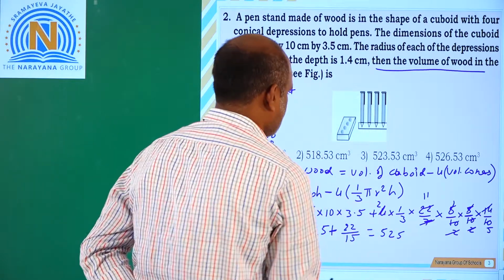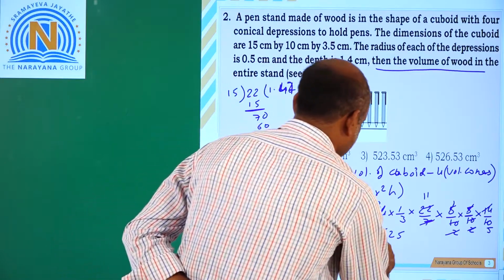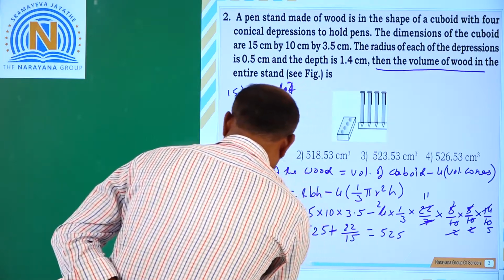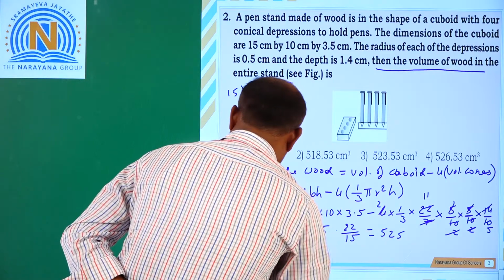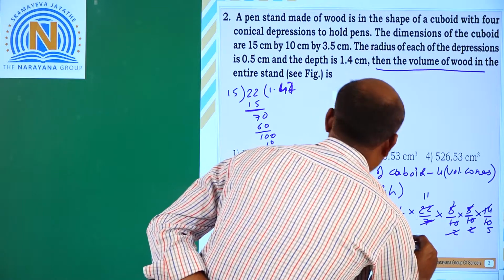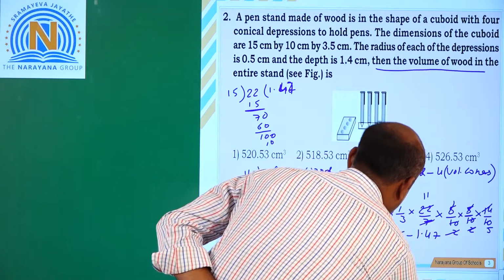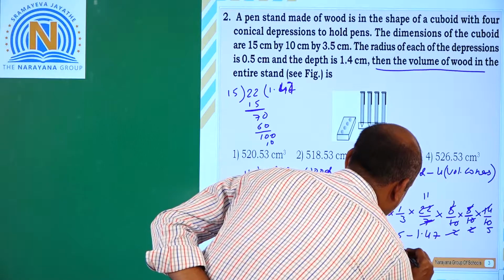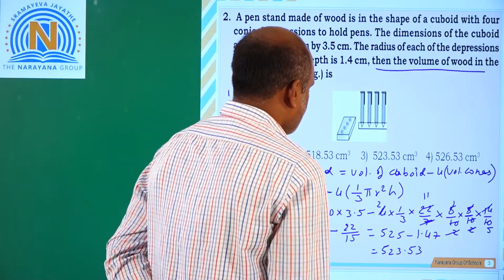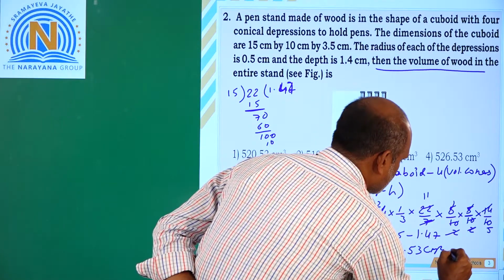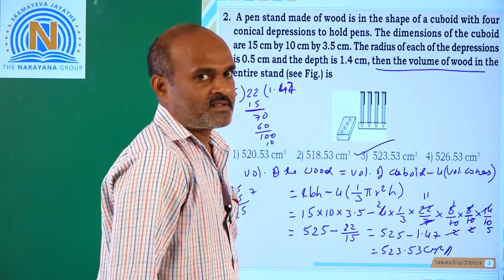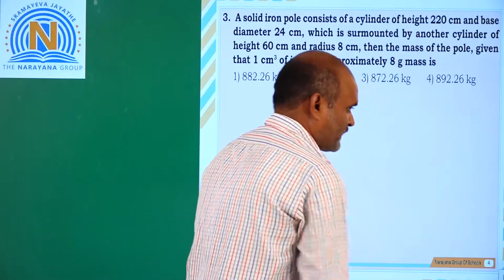That is equal to 525. Sorry, this is not plus, it is minus 4 into volume. So 525 minus 1.47 is equal to 523.53 centimeter cube. So the volume is 523.53 centimeter cube. Option 3 is the correct answer. Now coming to the next one.